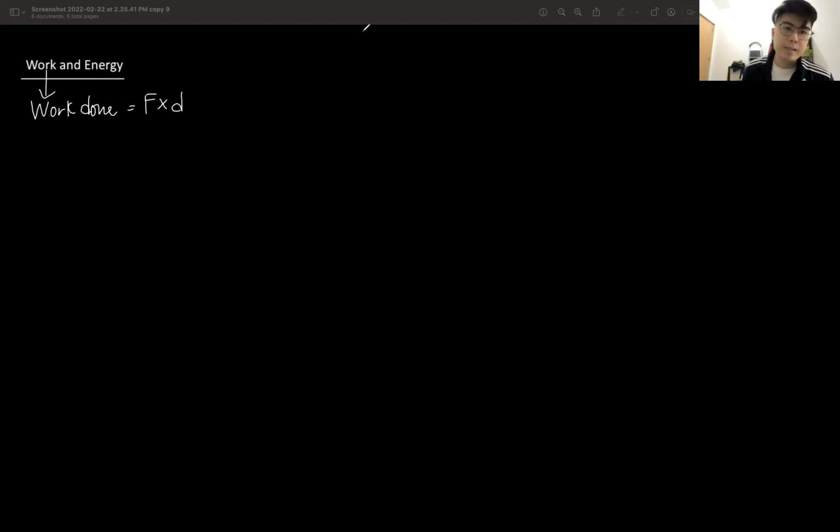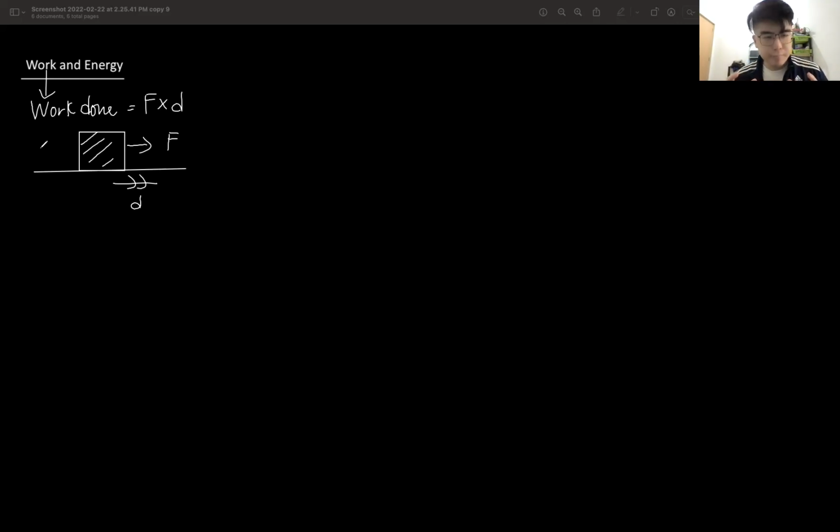Let's say you have an object, and let's say I pull the object, I apply a force to the right, and then the object moves a distance in the same direction as the force. If the movement is the same direction as the force, then the work done is positive. Okay, if the movement is opposite direction to the force, then the work done is going to be negative.